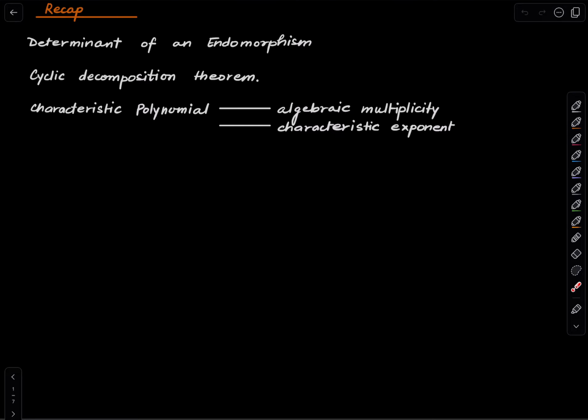Okay, we will use the cyclic decomposition theorem, which says that suppose we have an endomorphism T on a vector space V, then the vector space V can be written as the direct sum of cyclic subspaces with respect to T. So V can be written as the direct sum of such things. That's the cyclic decomposition theorem.